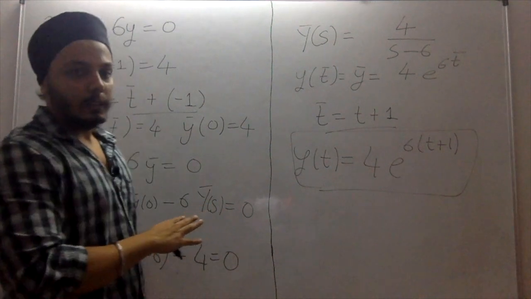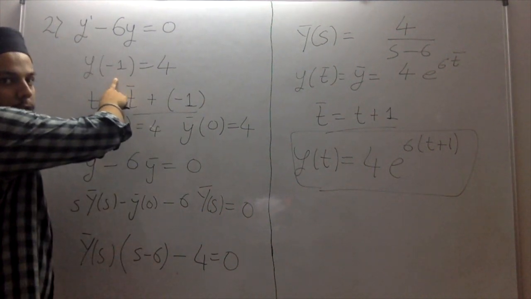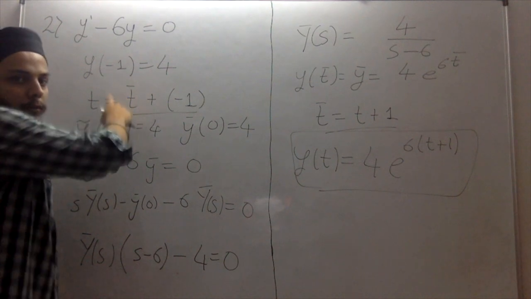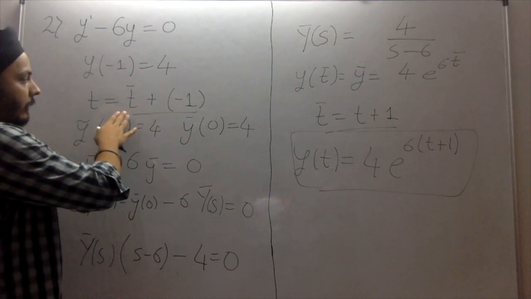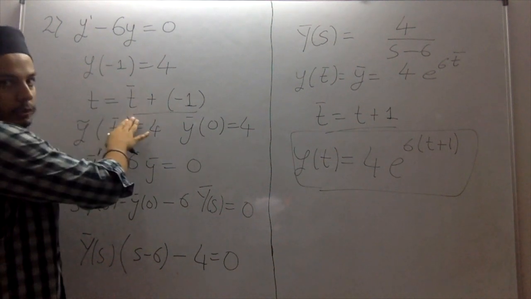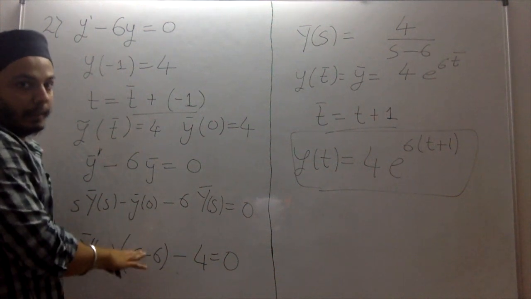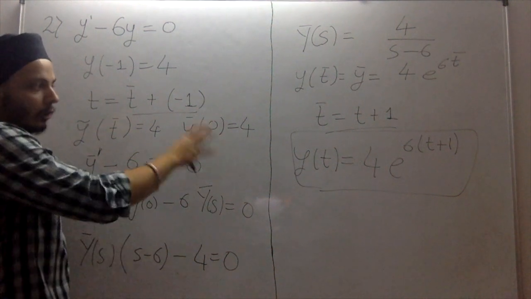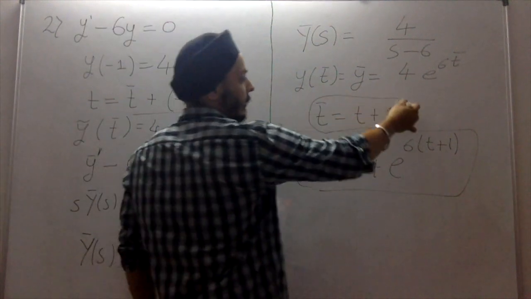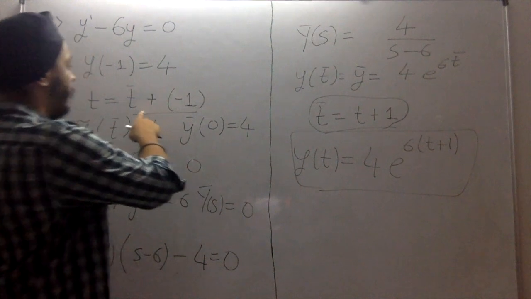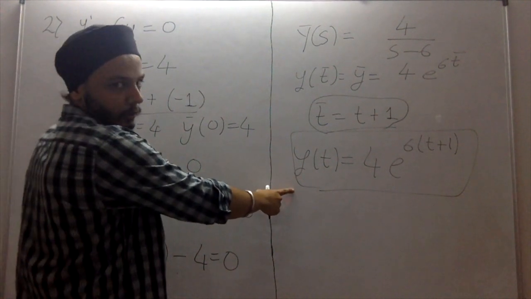This is nothing but a shifted data problem. The given value was at -1, so to make it 0, we shifted our value of -1 to 0 using t bar, and then we solved the whole equation in terms of t bar and replaced it again using the initial condition that we had here. So this is the final solution.